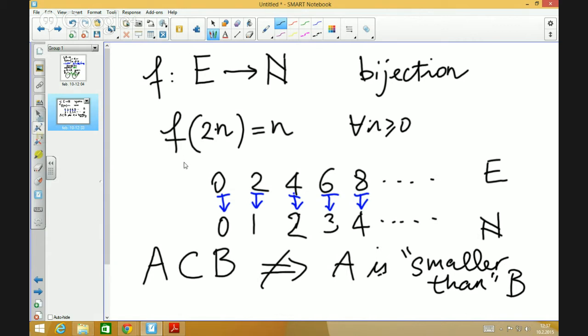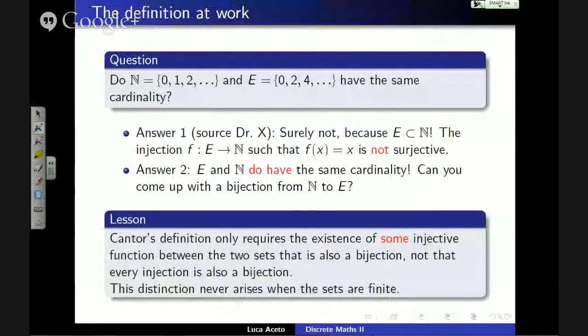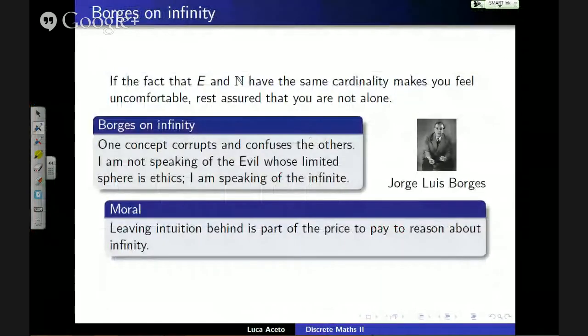Any doubt about the fact that this is a bijection? Shouldn't be. If there is doubt, think about it or ask questions. Now, if you're confused, don't worry. If you're in doubt, if this looks odd, don't worry. You're not the first one, and you won't be the last one to be confused.